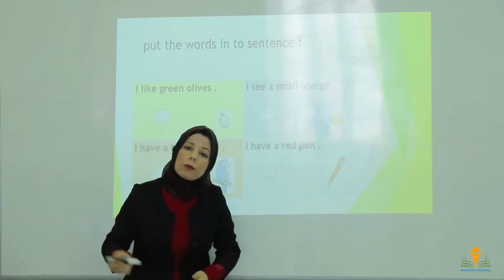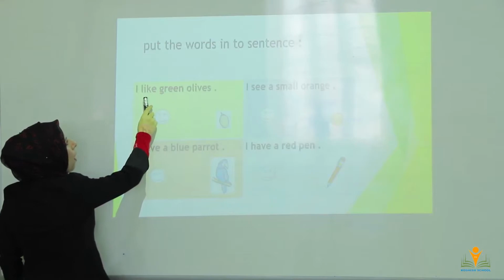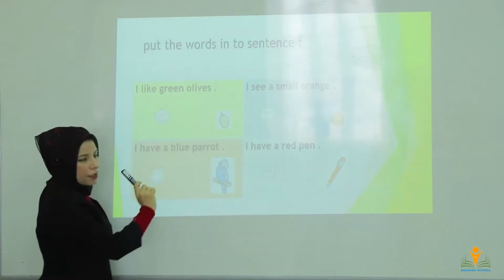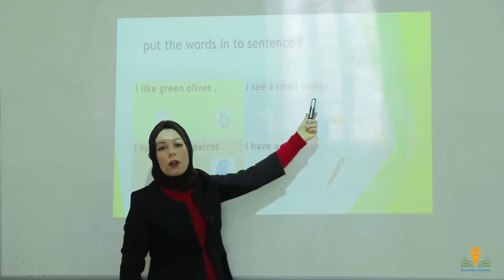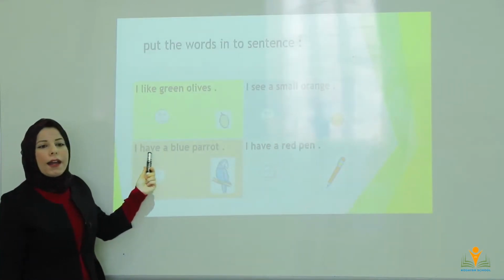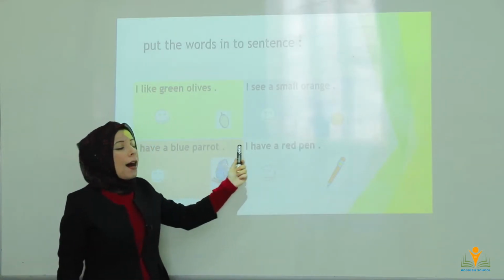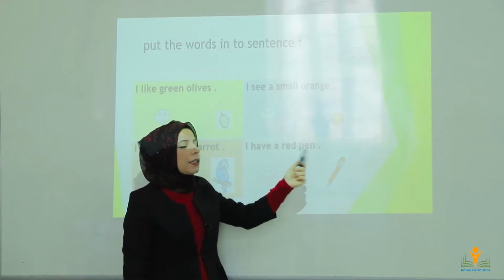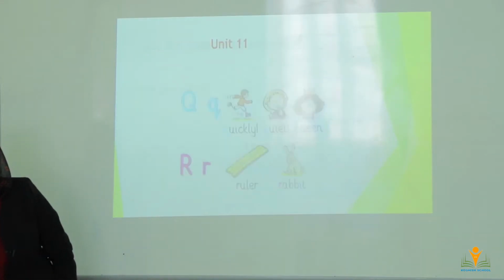I'm going to read it one more time guys. You have to repeat it after me. I like green olives. I see small oranges. I have a blue parrot. I have a red pen. Okay, let's go to the next.